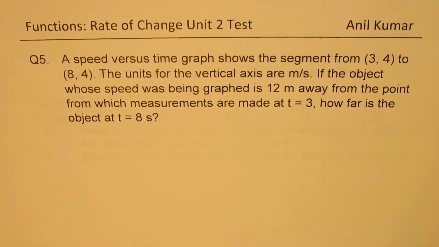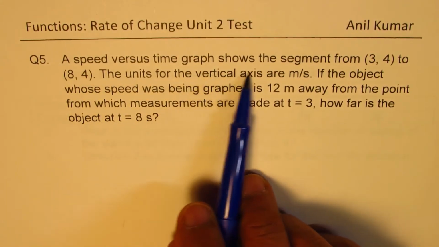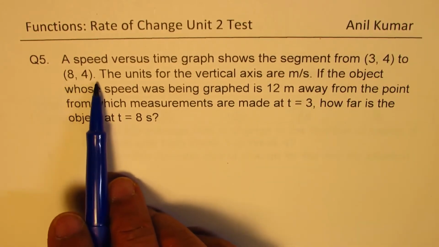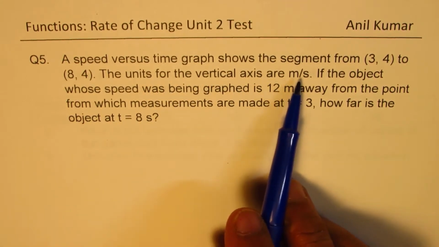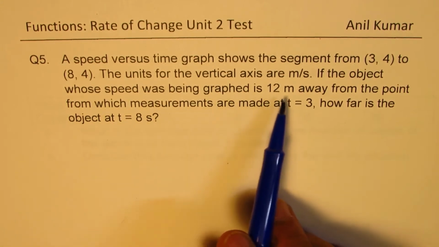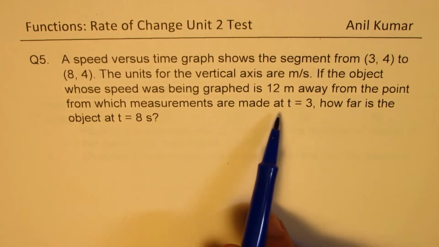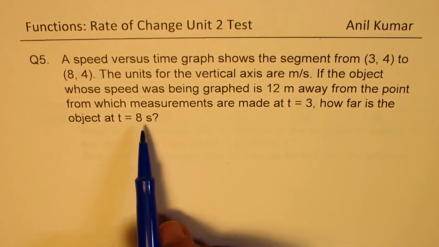Question number 5. A speed versus time graph shows the segment from (3,4) to (8,4). The units for the vertical axis are meters per second. If the object whose speed was being graphed is 12 meters away from the point from which the measurements are made at t equals 3, how far is the object at t equals 8 seconds?